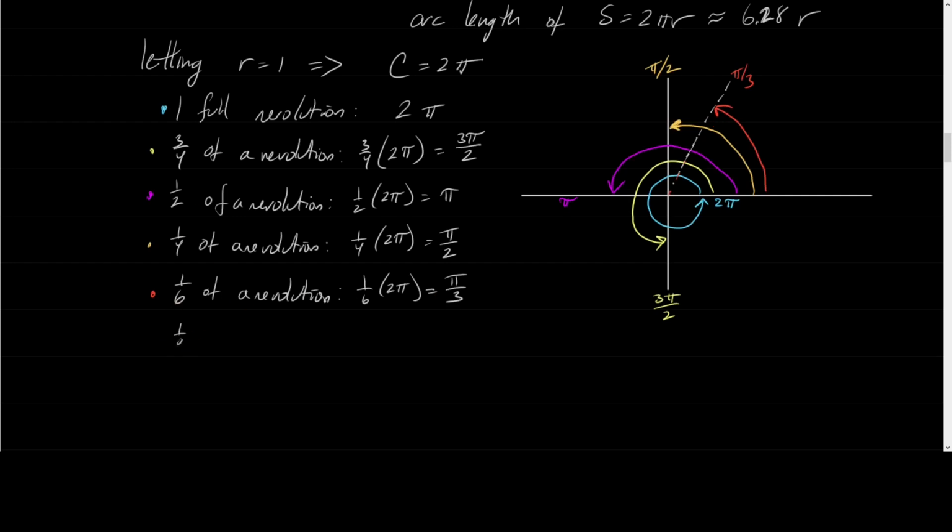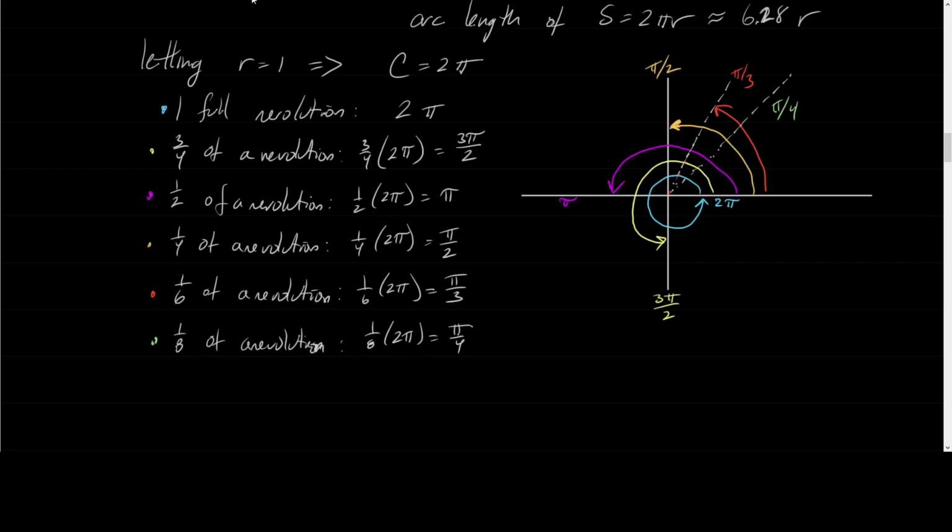We could also say 1/8 of a revolution, which should be 1/8 of 2 pi. So that would be pi over 4. I'm running out of colors here. There it is. So that's going to be 1/8 of a revolution, would be approximately all the way up to here. And that would be pi over 4.